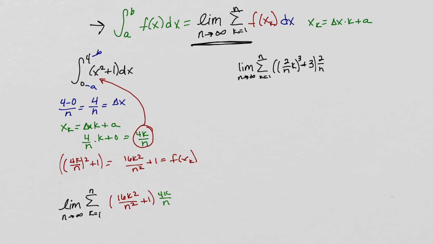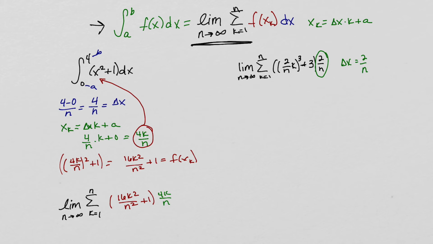So then the next question is, what if you're given the limit? How do you write the integral? Well, there's a couple things that we should notice. First of all, we can tell that our dx term here is 2 over n. So we know that delta x equals 2 over n.